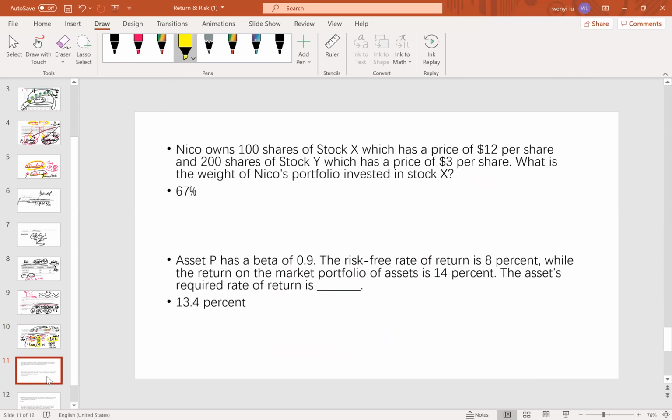Next one. Nicole owns 100 shares of stock X. The price is $12 per share. And she also owns 200 shares of stock Y, which has a price of $3 per share. What's the weight of stock X in Nicole's portfolio? The weight of stock X will be the value of stock X over the total asset value. What's the stock X value going to be?